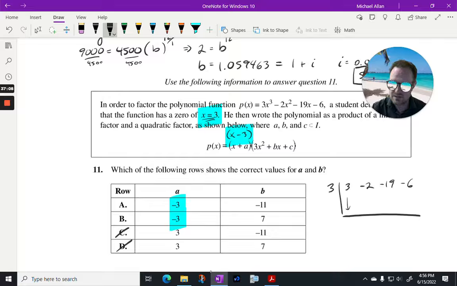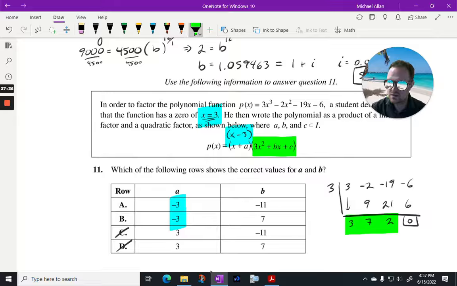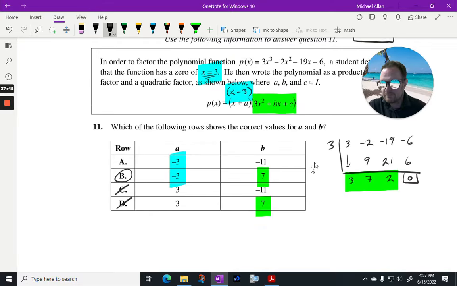So we drop the first one down. We multiply. We add. We multiply. We add. I messed up here too. We multiply and then we add. So we get 0. So what's left over here is this stuff here. And you can see that 3 matches up already. It's a given. But then we have 7 and 2. So we look for B here. So we want 7. So the only one that matches up would be B. Okay. Cool.